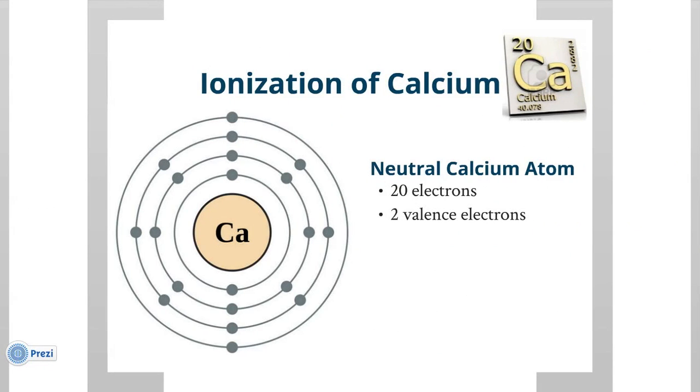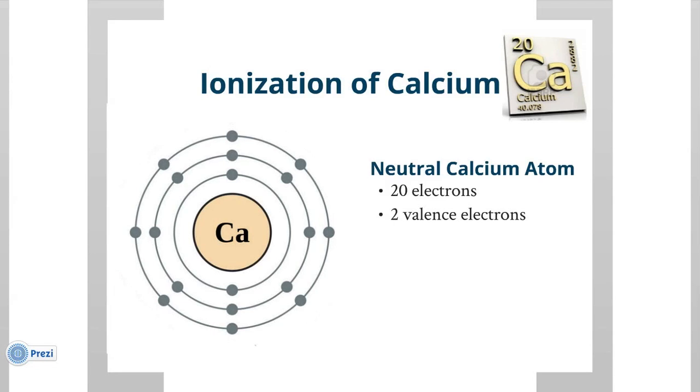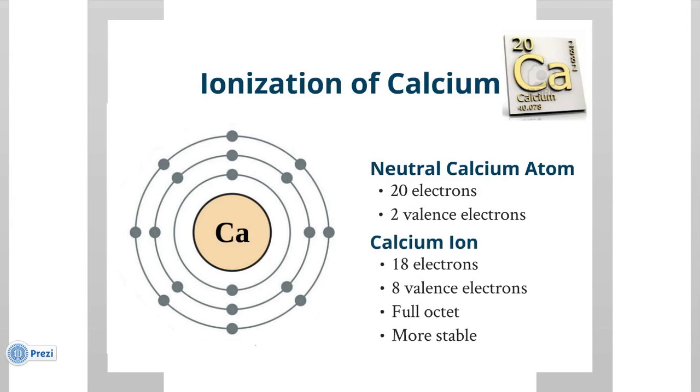Another example, calcium. A neutral calcium atom has 20 electrons, and it has 2 valence electrons on its outermost shell. Now, watch the figure on the left carefully. It's going to turn into a calcium ion, which has 18 electrons and 8 valence electrons on its outermost shell, giving it a full octet and making it more stable.